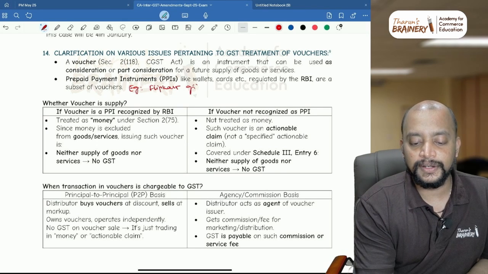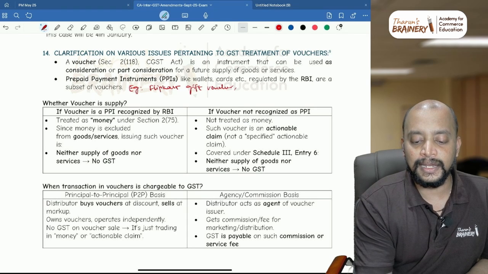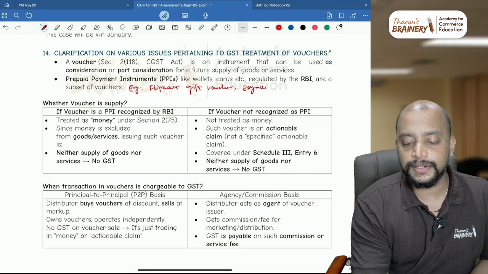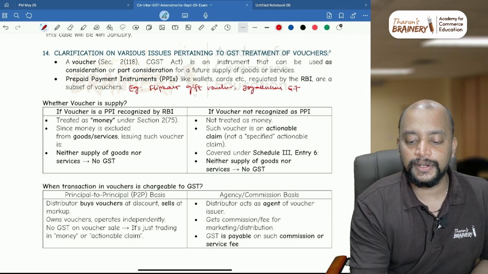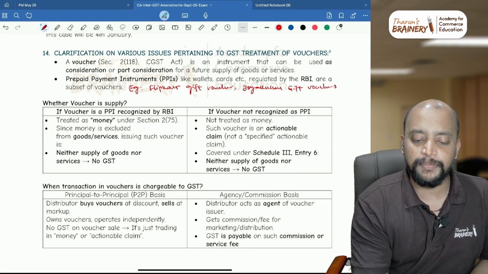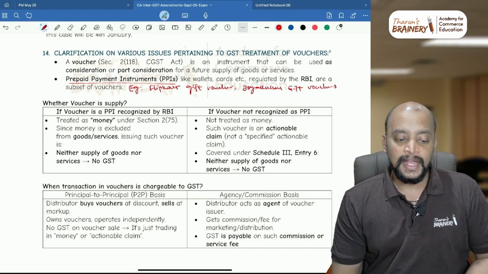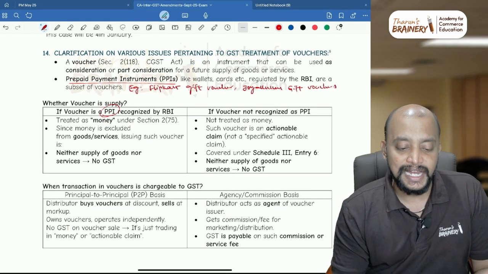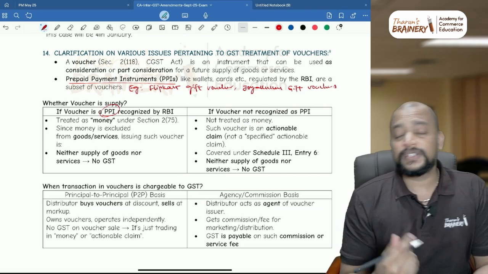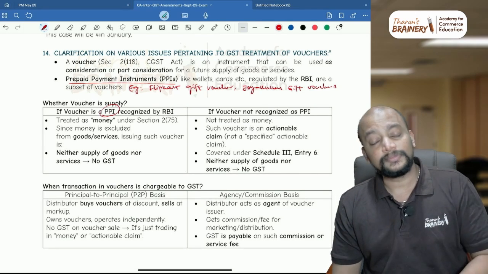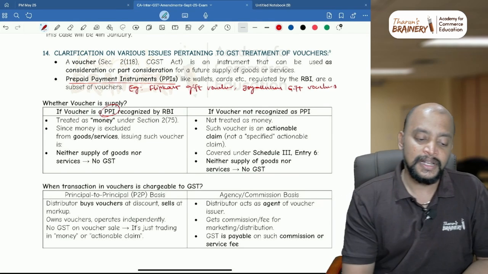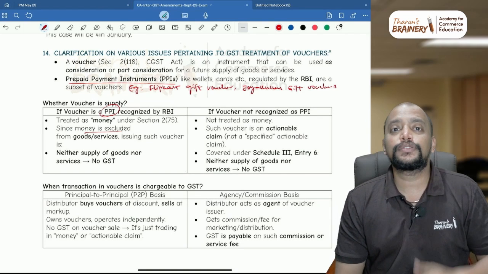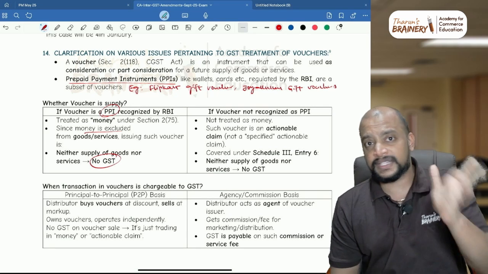Flipkart gift voucher, Joy Alukkas or any jewelry shop gift voucher. These are all examples of prepaid instruments, and whether a voucher is a supply. If the voucher is a prepaid instrument recognized by RBI, it comes under the money definition, because any instrument recognized by RBI will come under money. Money is neither goods nor services. Since money is excluded from goods or services, a voucher is neither supply of goods nor supply of services, and consequently there is no GST.